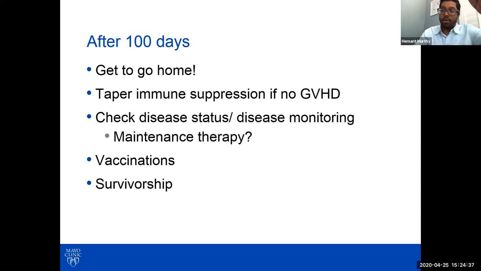For certain diseases, we also will talk about maintenance therapy following the transplant, or post-transplant therapy. We also will talk about vaccinations because as a result of a transplant, people lose their natural humoral immunity. So you probably will need to get revaccinated for popular things like tetanus, polio, hepatitis, and measles, mumps, rubella. Finally, we also talk about survivorship because you've just gone through all this. We want to ensure that your health lasts beyond just these 100 days. Next slide, please.